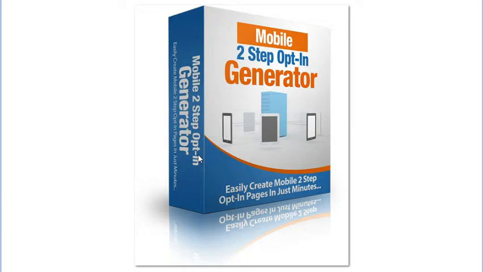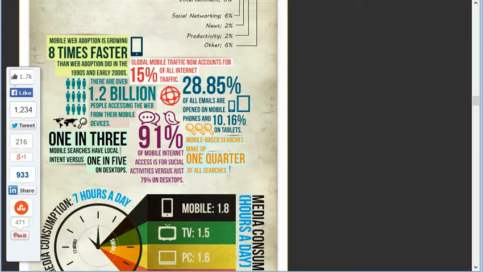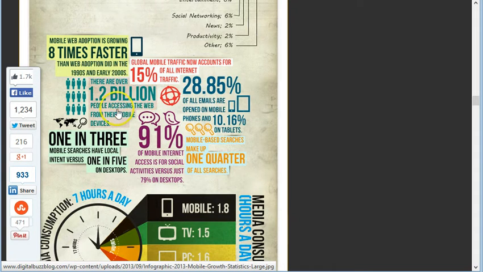Now, why should you be concerned about creating mobile optimized opt-in pages? Well, if you look at the state of the internet right now, at least 1.2 billion people are accessing the web from their mobile devices. And during the day, they spend more time on the internet on their mobile device than on their desktops. So if you're not optimizing your sites for mobile traffic, then you may be losing out on customers, leads, as well as opt-ins.